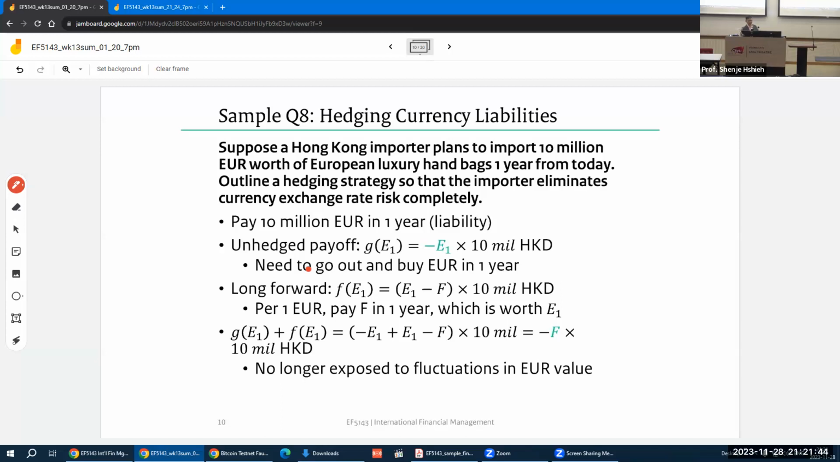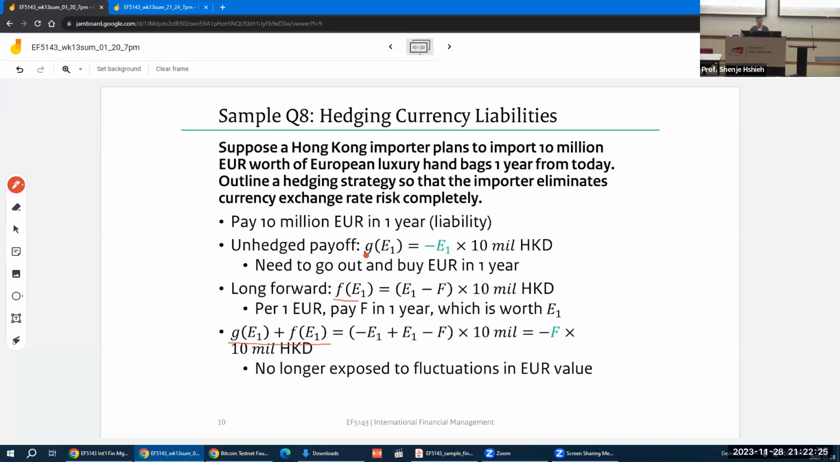So all we have to do is outline the steps to hedge against fluctuations of the price of the euro. Using the mathematical formulation we learned in class, I'm going to use the G function to designate our unhedged payoff function, and the F function to designate the payoff function of the forward contract we're using. Then we add these 2 functions together to get the total payoff function and demonstrate that the total payoff function is not exposed to a random variable. Okay.